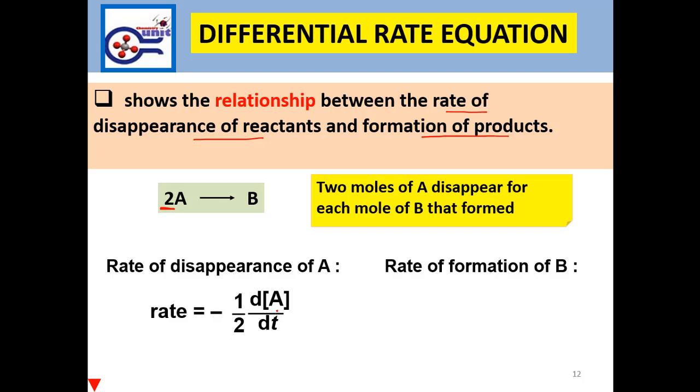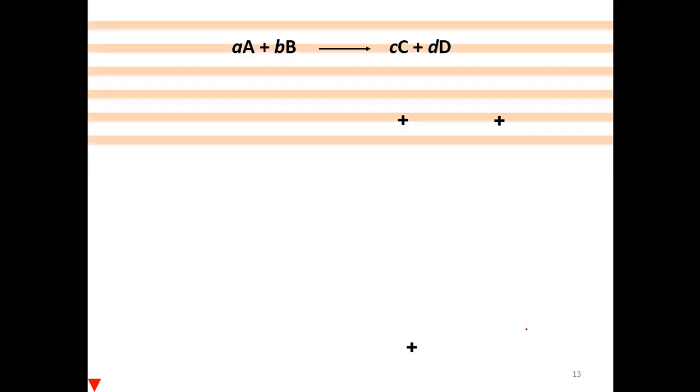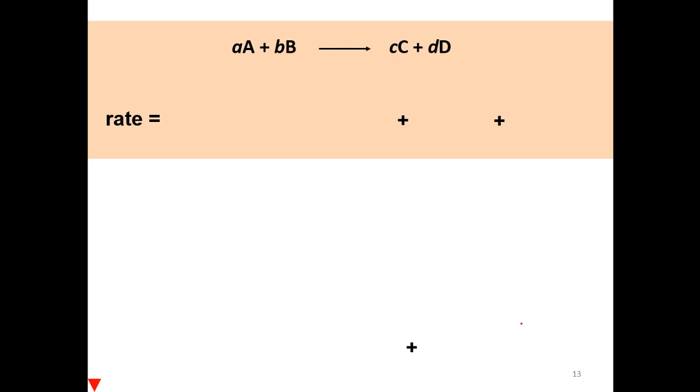Kalau rate of formation of product pula, rate is equal to, so tengok produk kita depan 1 mol, so kita tak perlu letak apa-apa lah. Change in concentration of product over change in time. So differential rate equation ni kita boleh kaitkan mana-mana reactant dengan mana-mana produk. Sama ada reactant dengan reactant boleh, produk dengan reactant pun boleh.